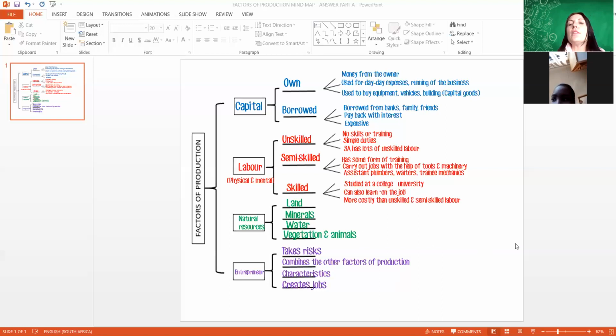So own capital is the money that the owner puts into the business, his own money. And obviously capital is used so that we can run our business on a day-to-day basis, and we can use that money for expenses or buying of different things.